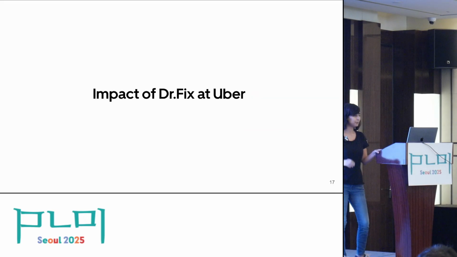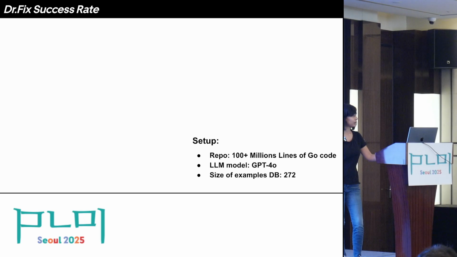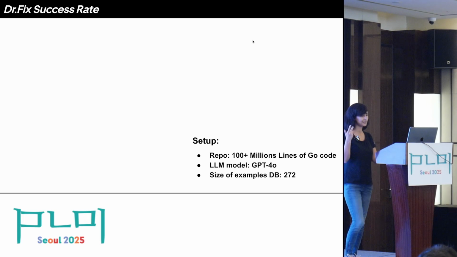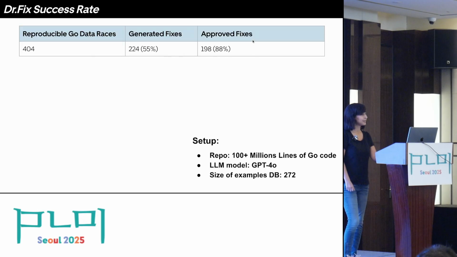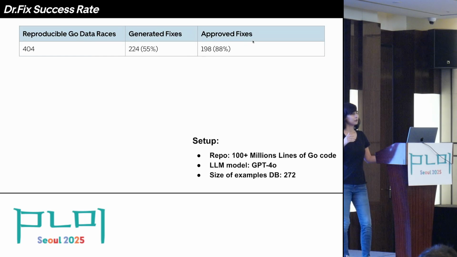Okay, now I'm going to briefly talk about the impact of DrFix at Uber. So we looked into applying DrFix to the Go code base of Uber, which consists of 100+ million lines of code. The LLM model we used was GPT-4o, and the size of the examples database that we used was 272 past bug fixes that we had. Then we applied that to 204 reproducible Go data races, for which the tool was able to generate fixes for 55% of them.